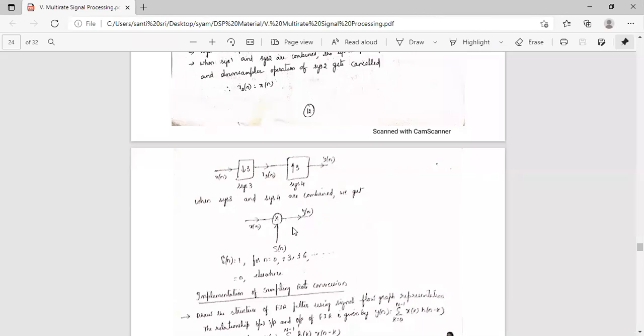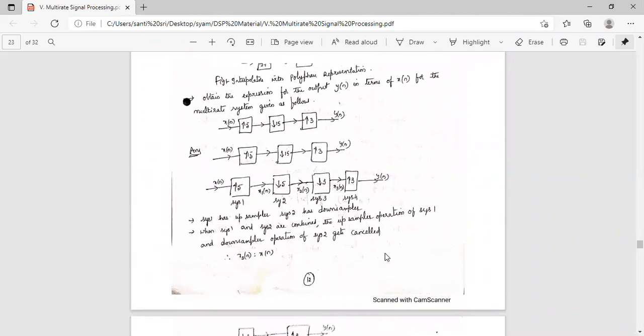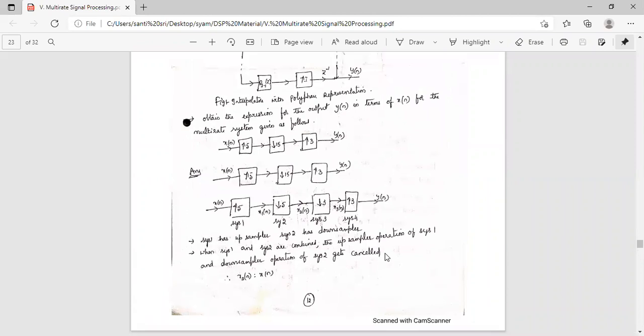So this is delta of n. Delta of n is equal to 1 for n equal to 0, plus or minus 3, plus or minus 6, plus or minus 9, etc., and is 0 elsewhere. So like this we can simplify this problem. Obtain the expression for the output y of n in terms of x of n for the multi-rate system given as follows.